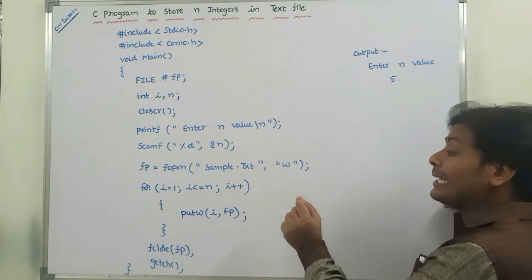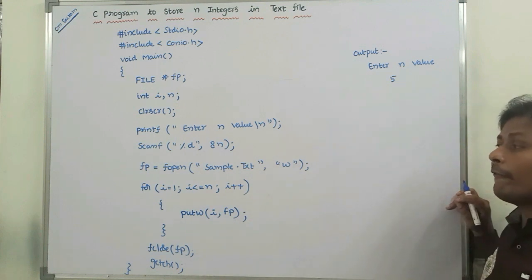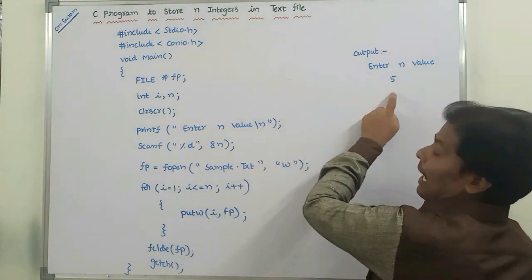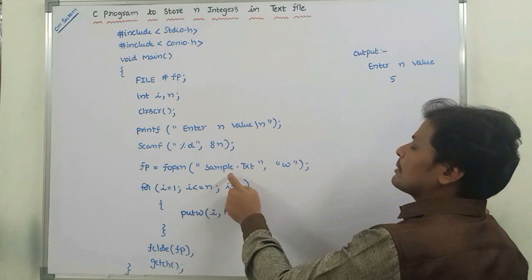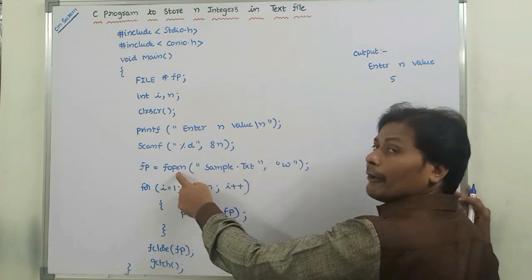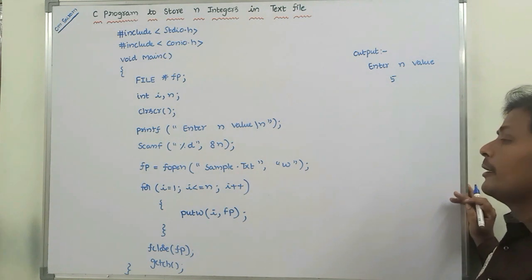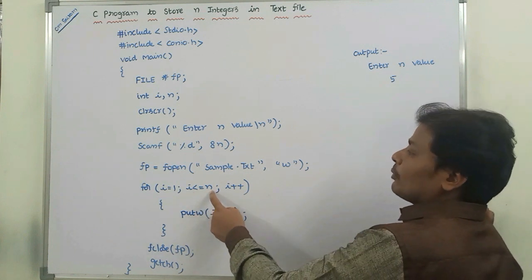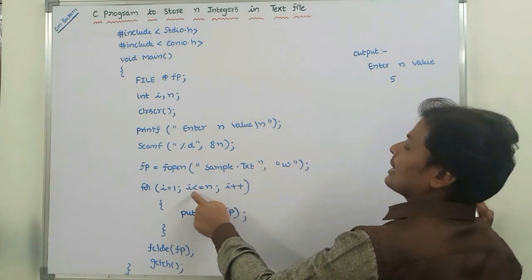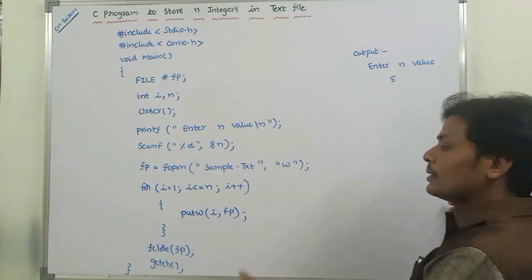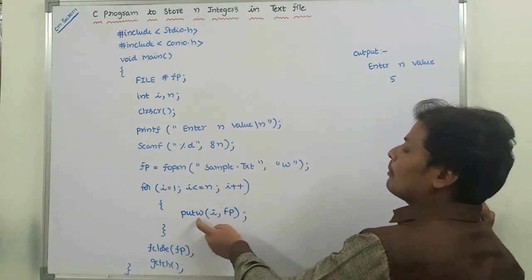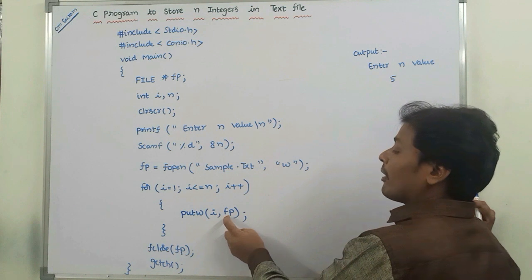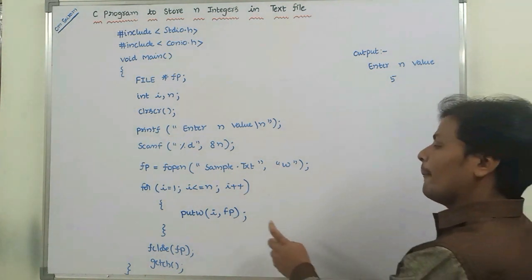What are the integers that we write into the file sample.txt? After reading the n value, this file is opened in write mode by using the fopen function, pointed to by fp. First I take i is equal to 1. Is 1 less than or equal to n? The n value is 5, and 1 is less than or equal to 5. Condition true. The control goes to the body of the for loop. putw(i, fp). The i value is 1, so 1 is written into the file sample.txt pointed to by fp.